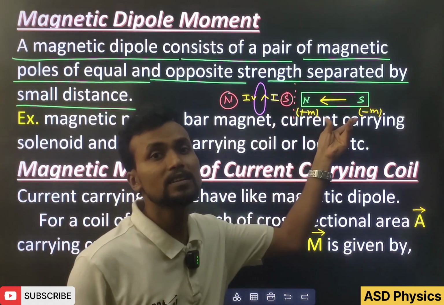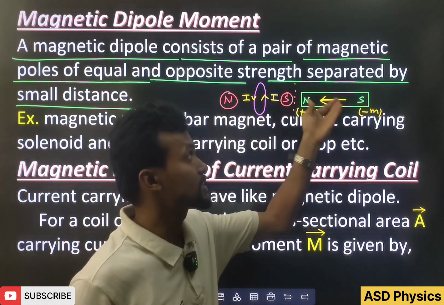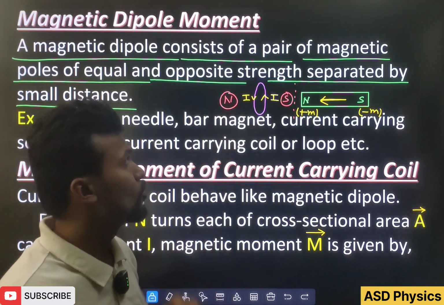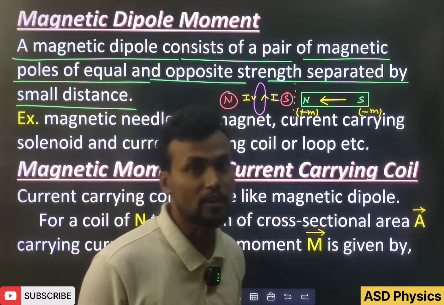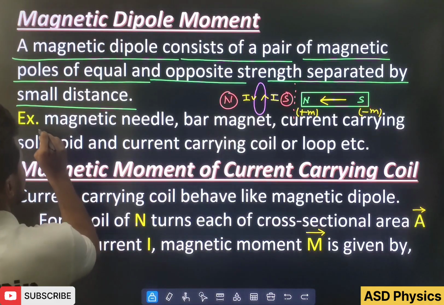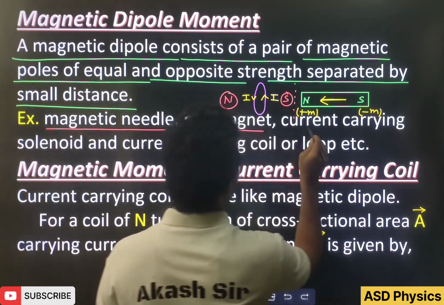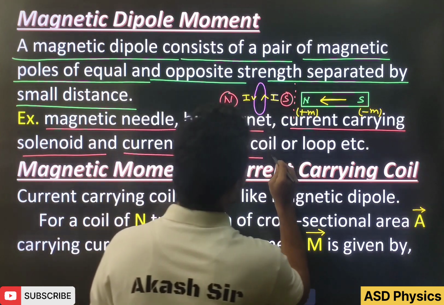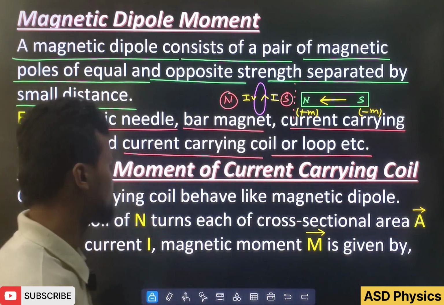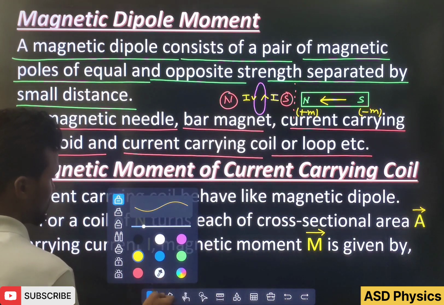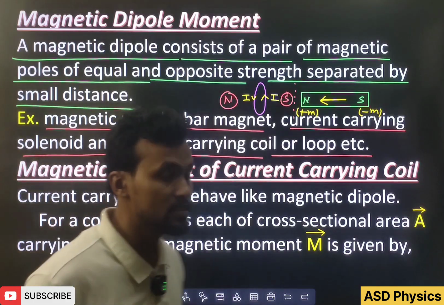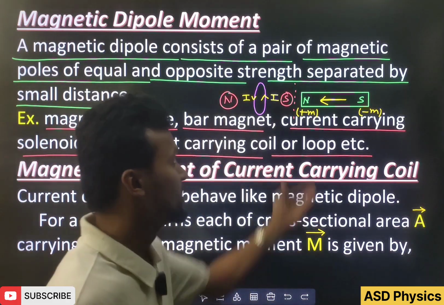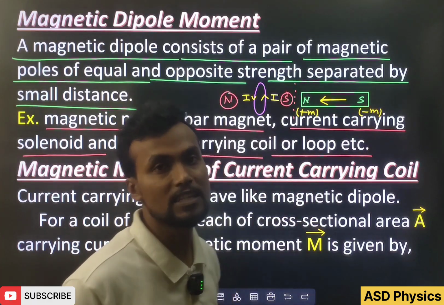These two are different cases. This is the permanent magnet, where the property is coming from the material, and here the property is coming from the flow of the current, and that's why the name is electromagnet. Even you can see the examples: magnetic needle, bar magnet, current carrying solenoid, and the current carrying coil or loop, etc. After that, purely in this video we are going to talk about magnetic dipole moment that is coming from the electromagnet, that means current is flowing. This thing we will see in the next chapter, magnetism and matter.